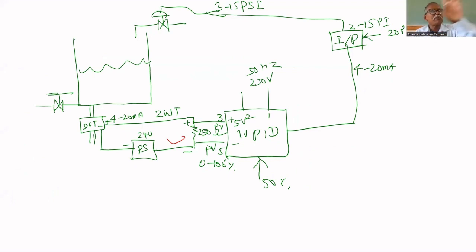The experiment consists of 3 parts. One is modeling. We have to find what all? Kp, Tp, Td. That is called modeling. Second is tuning. We have to substitute these values in the formula. You will get the tuning rule, the tuning parameters. Third part is closed loop control.